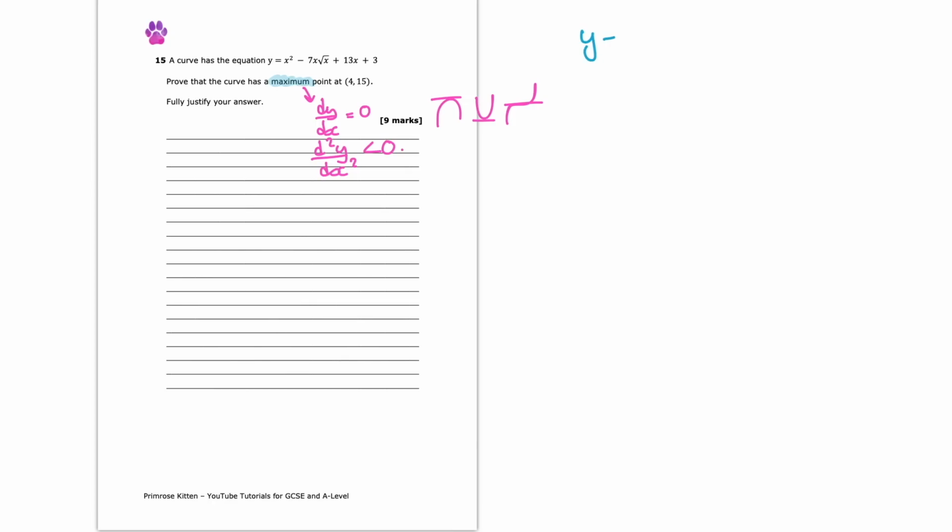So our curve is y equals x squared minus 7x root x plus 13x plus 3. First things first, we need to fix this guy here, okay? Because root x isn't like an actual numerical power. So this is the same. Don't forget that root x is the same as x to the half, okay? So in this case, we've got 7x times x to the half.